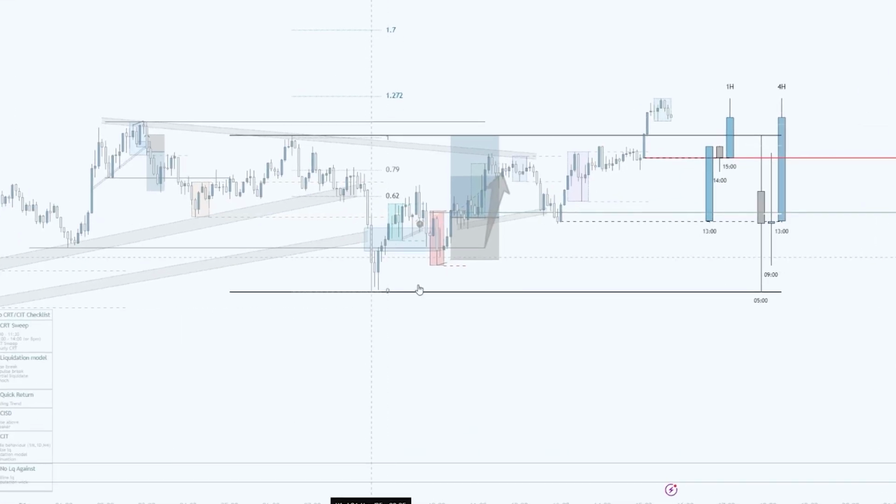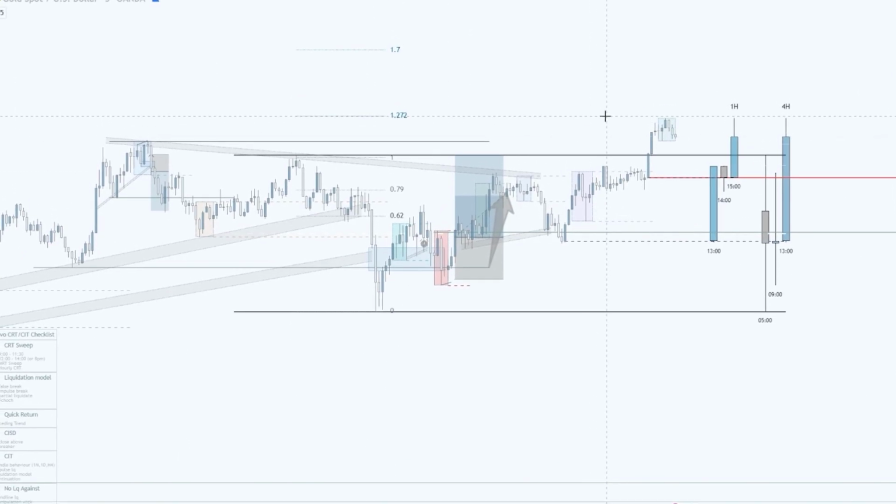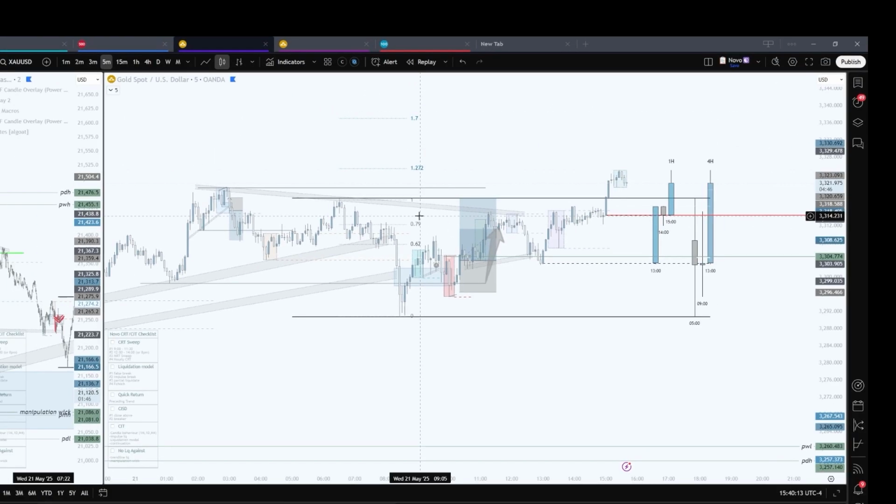This is how I made close to $1,000 trading one candle today on gold. Now obviously this is the full trade in its entirety, just hit TP and it's just about playing at the 1.27 extension here. I'm going to run you guys through today's trade.